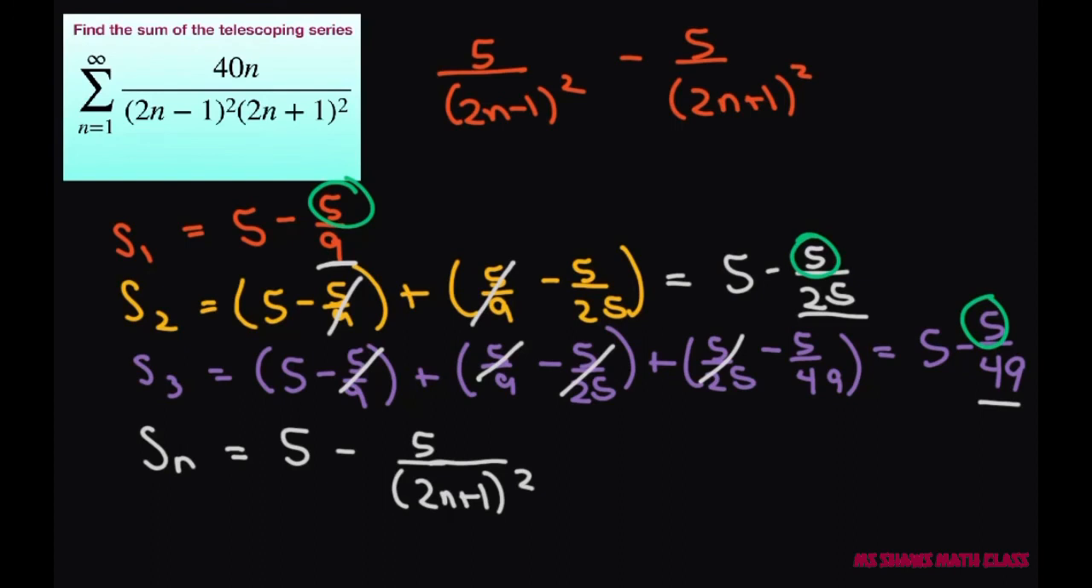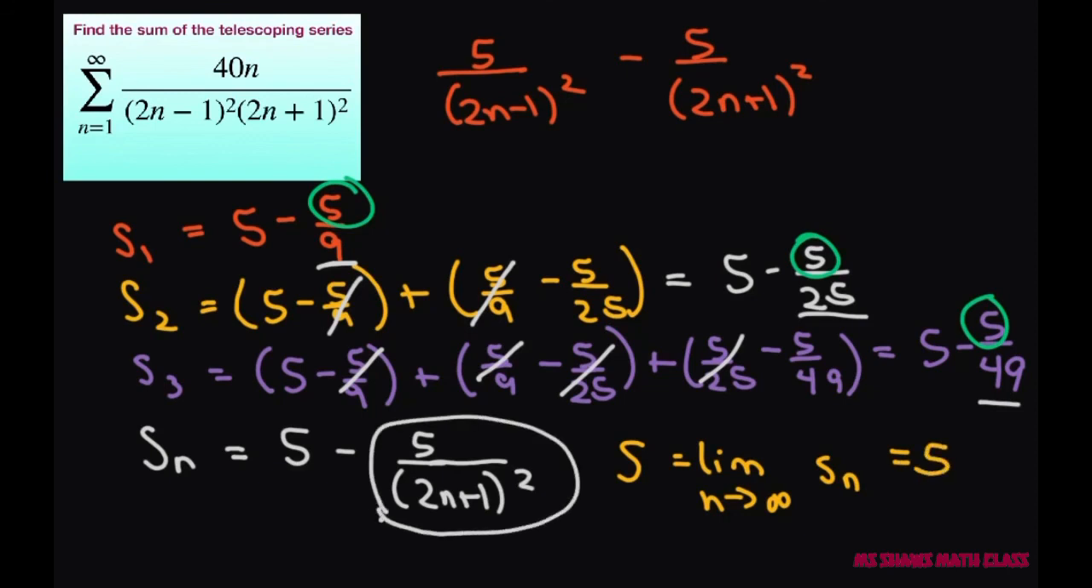Now, for finding the sum, it's going to equal the limit as n approaches infinity of s sub n, which equals 5. Because when you take the limit, this goes to 0. Because as n gets larger and larger, the denominator is going to be a lot bigger than the numerator, which goes to 0. So this is your limit, or your sum is 5.